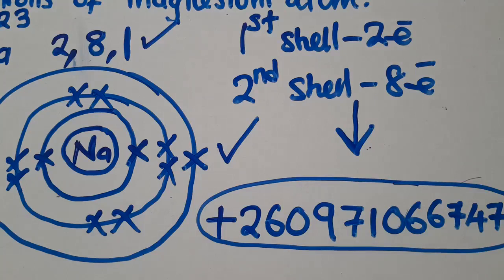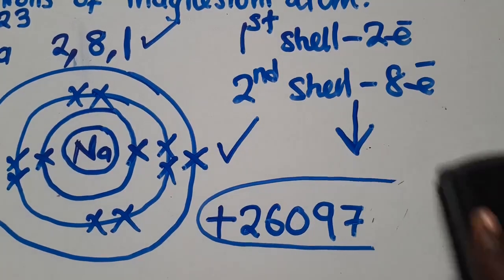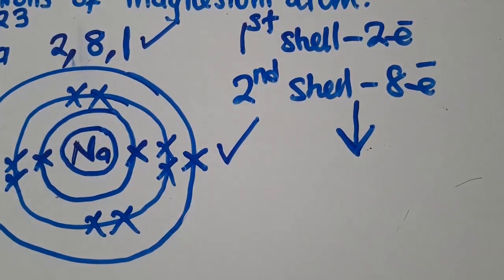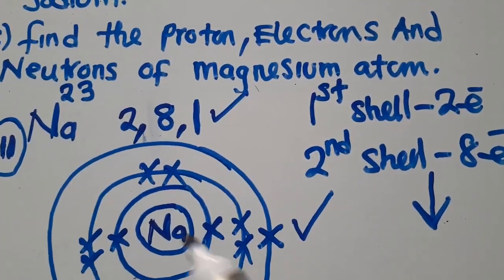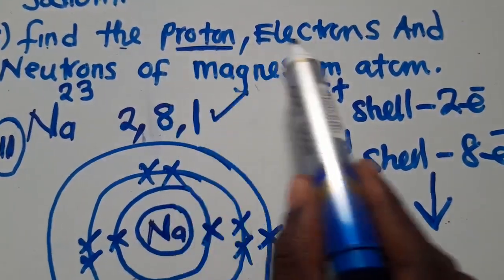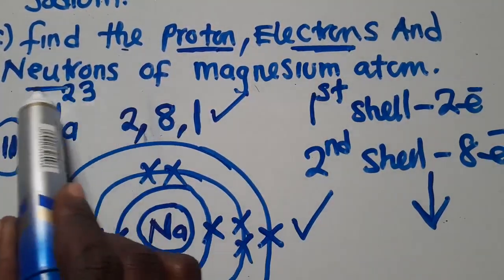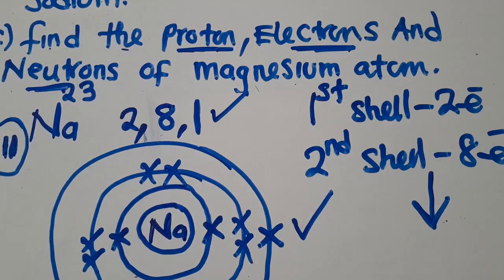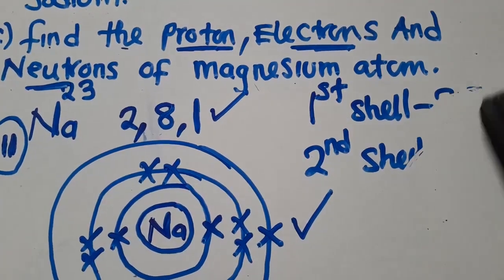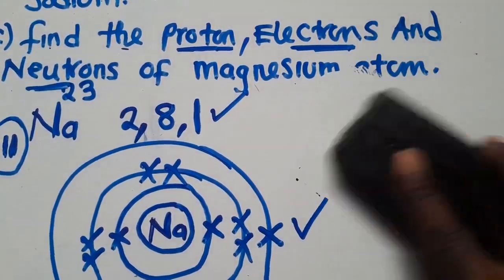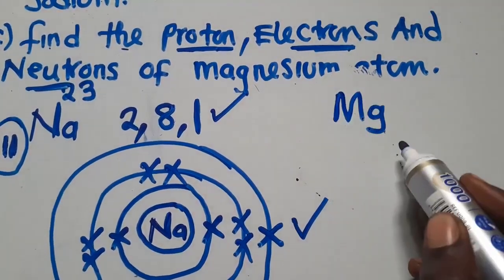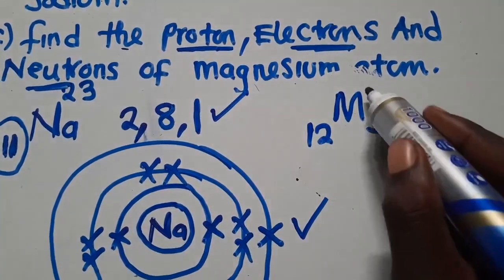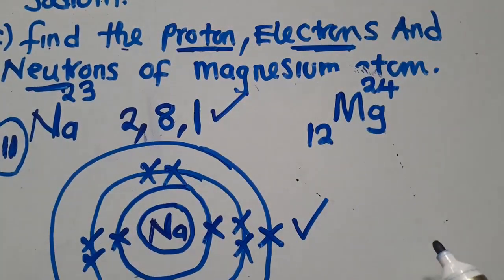So let us now move to the last question. What is the last question saying? They're just telling us to find the protons, electrons, and neutrons of the magnesium atom. So you ask yourself, how is magnesium written? Magnesium is like this. We've got a proton number there, 12, and the mass number there, 24.